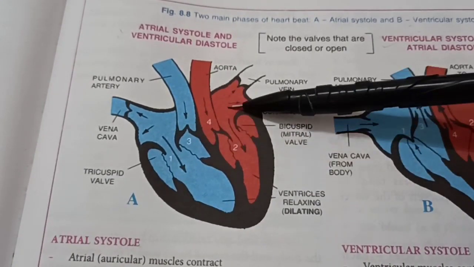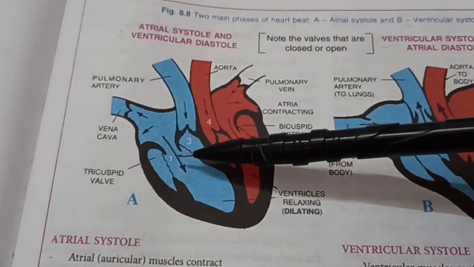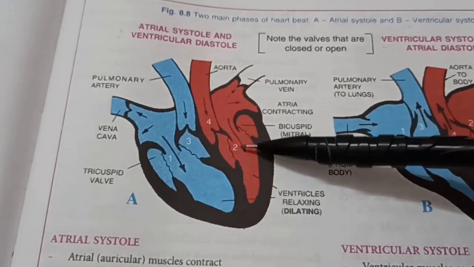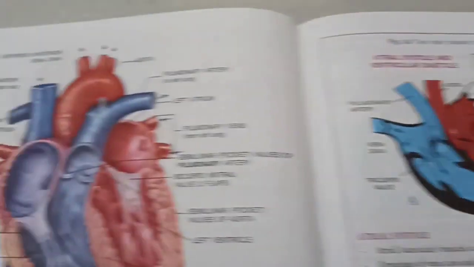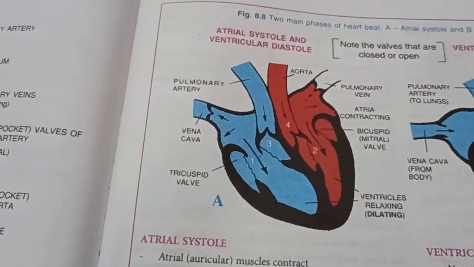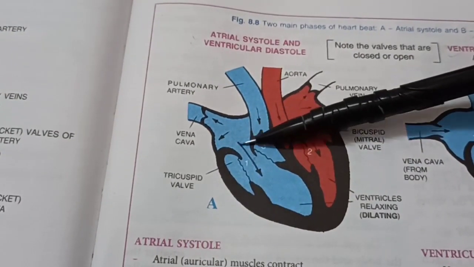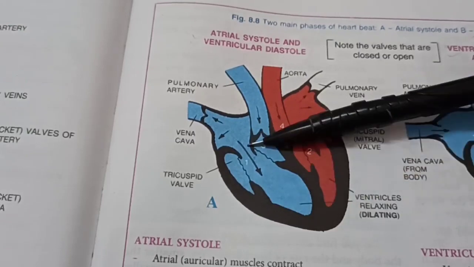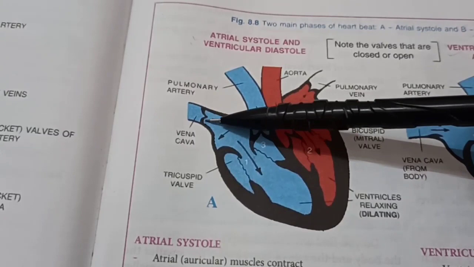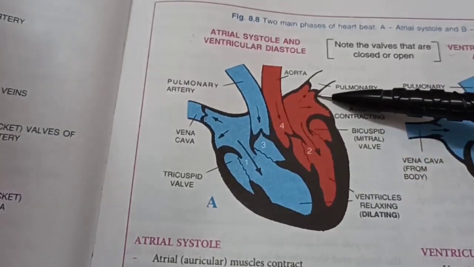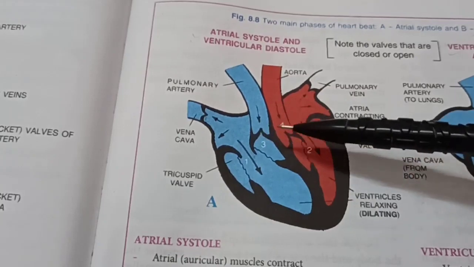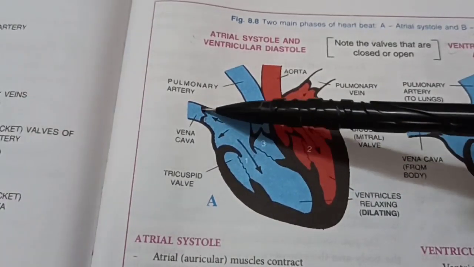So when the atria contract, the blood pressure increases, which opens up these two valves. This is the tricuspid valve and the bicuspid valve, because it seems to be having 3 cusps here and 2 cusps here. This ensures that the blood will be allowed to flow into the ventricles, but the backflow will be prevented subsequently. Note that at this time, the valve of the vena cava, the valve of the pulmonary vein, and the valves of the pulmonary artery and the aorta are all closed, so that the blood cannot backflow into them.